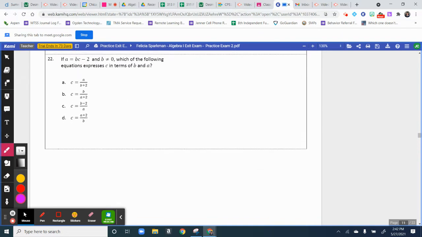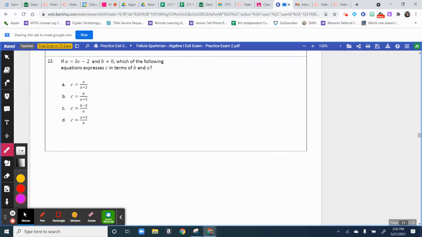All right. 22 is asking you to solve one variable in terms of the other. So we're just solving the equation. It's just we won't be able to simplify all the way because we have a variable. So we want to get C by itself. So I'm going to add 2.